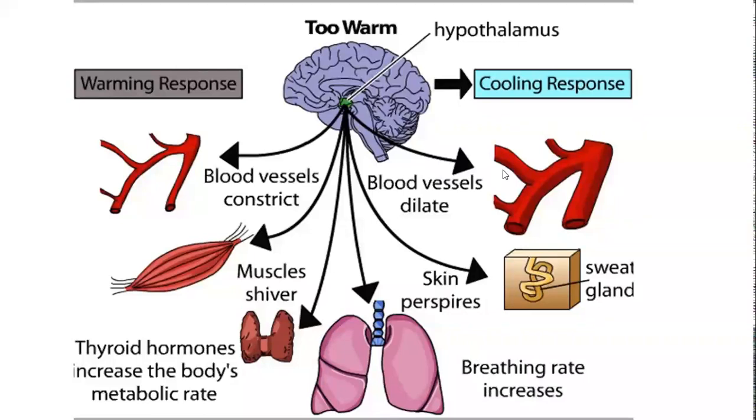So here it is actually showing how the body acts during the warming response and during the cooling response. Before I say a little bit more, I want to share with you the thermoregulatory center in the hypothalamus. During the warming, our blood vessels constrict, but during the cooling, blood vessels are dilated. During the warming, muscle shivering and thyroid hormone increase the body metabolic rate. So metabolism increases. And what else? During the cooling, the sweat glands perspire, and also blood vessels are dilated.